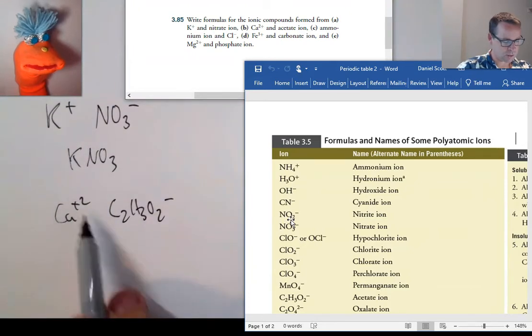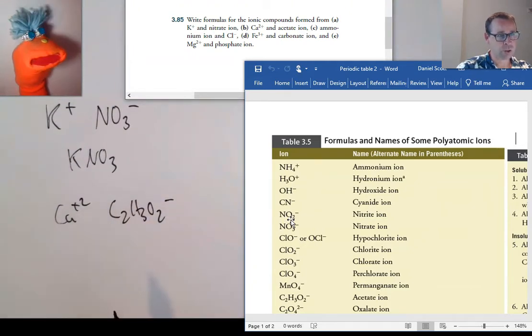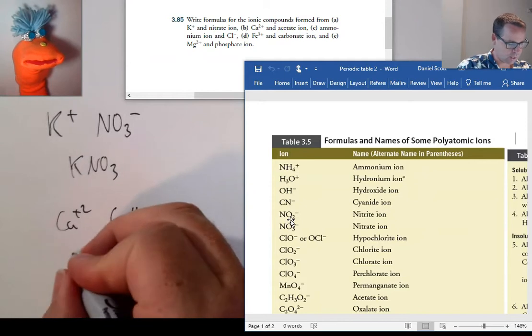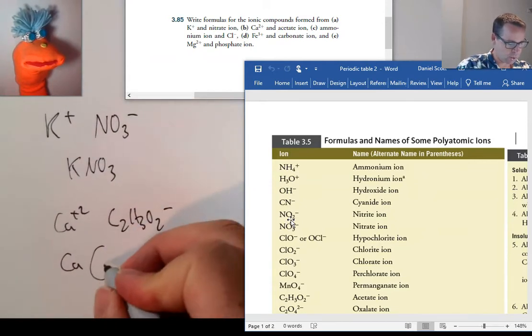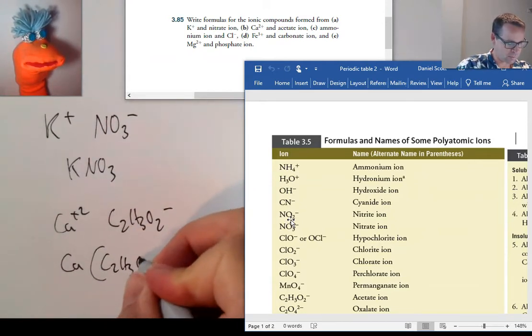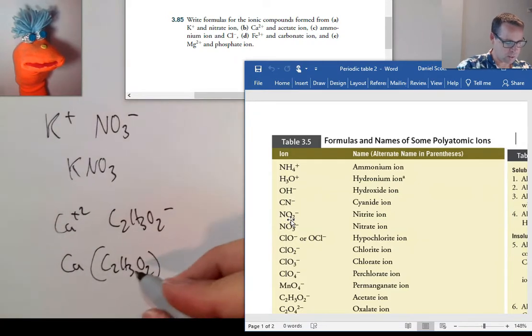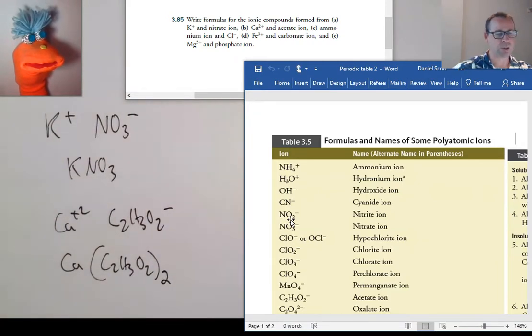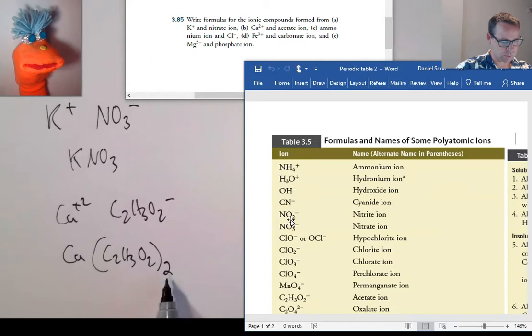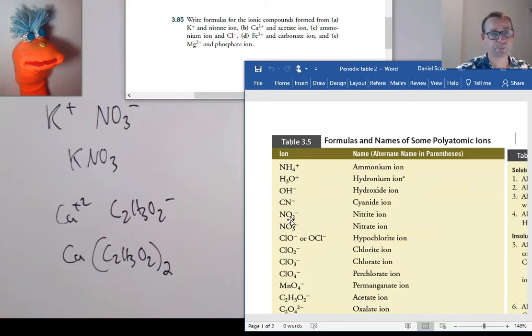Now, this is a +2 and that's a -1. So we need 2 of the acetates? That's right. Ca, and now when we have a polyatomic ion with many atoms, that's what polyatomic means, I need to put that in parentheses so that I'm showing I have 2 of all of those atoms in that ion.